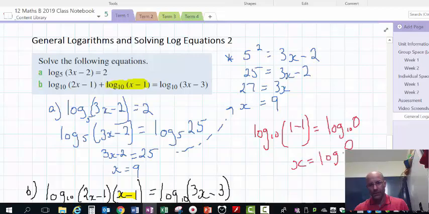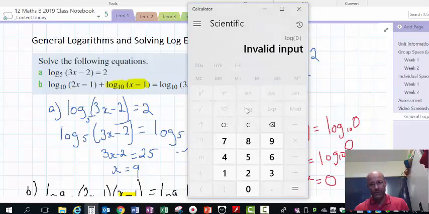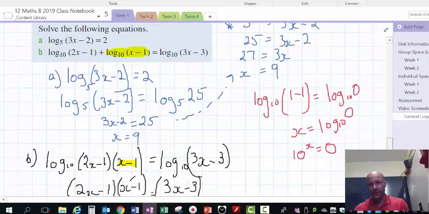Now if x equals log of 0 to base 10, we've got a bit of a problem, because what that's saying is 10 to the x equals 0. Now have a think about that. Are there any solutions? There are not any solutions, and another way of looking at that, if we've got 0 entered in on a calculator, if we hit the common log or just log to base 10, it's invalid. So that's not a valid answer.